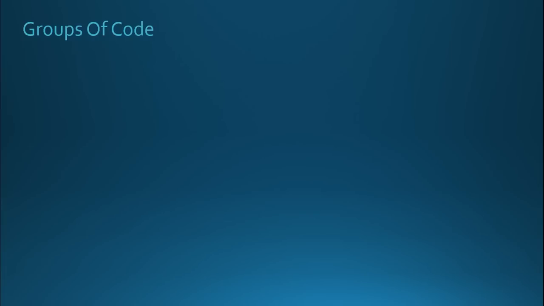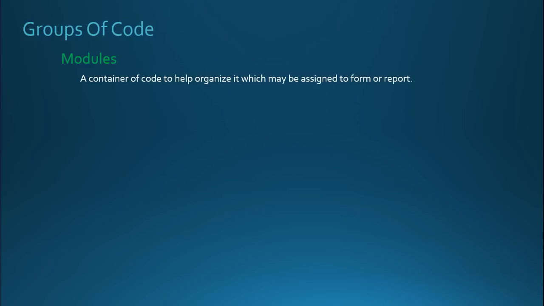First thing that I want to talk about is the way that you're going to be grouping your code, okay? And when you're grouping your code, you are going to be trying to group it up into things called modules. Okay? Now, modules are a container of code to help organize it, which may be assigned to a form or report. So when you're organizing your code, it makes sense that you want to put all that code into a particular container that all of those pieces of code in some way are related to one another.